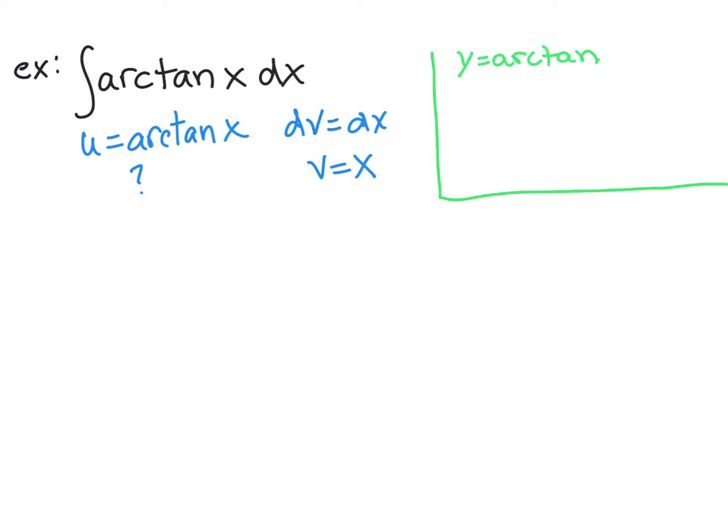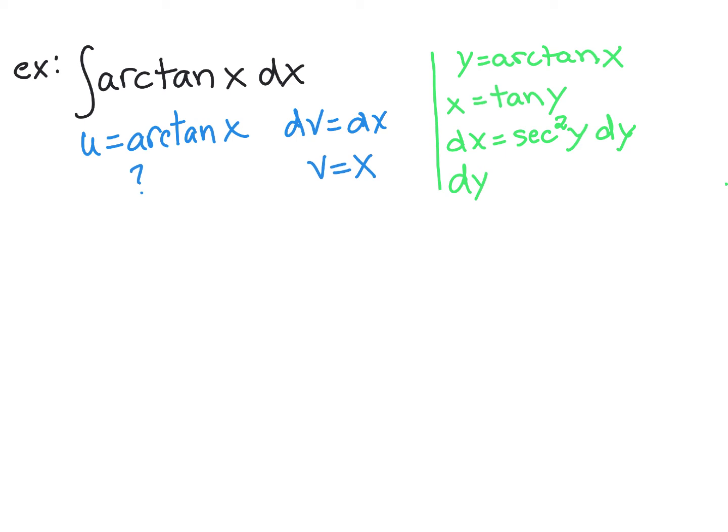Set y equal to arctan. I know this is u, but we're going to use y. So if y is the arctangent, then the tangent of y equals x. Take the derivative of both sides of that equation. Derivative of x equals secant squared y times the derivative of y. All right? Now it's the derivative of y that we were solving for.